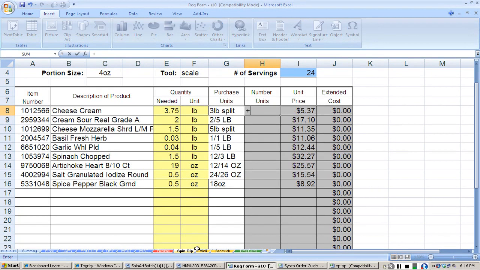So here I do plus 3.75 divided by 3. So I'm using 3.75 pounds in the recipe. I'm buying it in 3-pound blocks, so I'm using 1.25 blocks. The next one I need 2 pounds. It's coming as 2 5-pounders, so it's coming as 10 pounds.